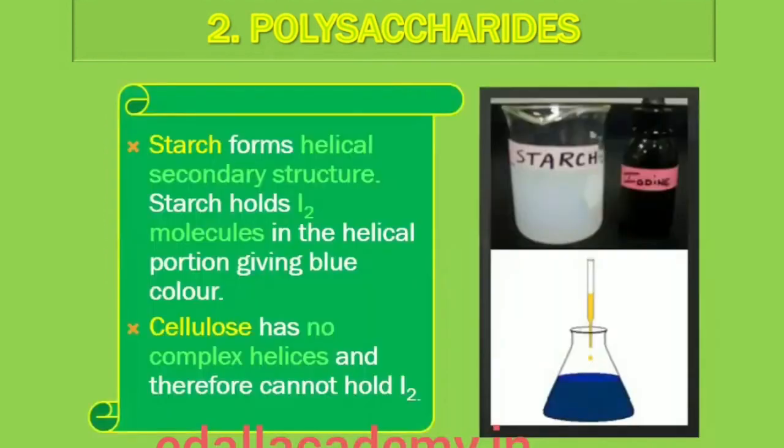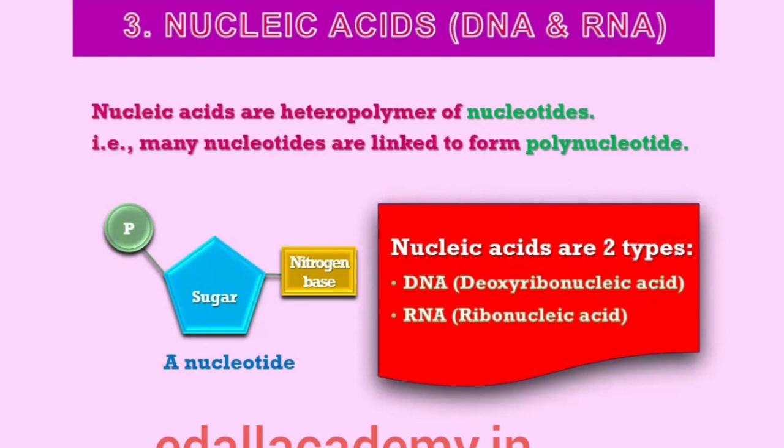Try to remember. Starch forms helical secondary structure. Starch holds iodine molecule in the helical portion giving blue color. But cellulose has no complex helix and therefore cannot hold iodine. It is followed by the important example which is given for macromolecule, nucleic acids. Nucleic acids are broadly divided into DNA and RNA. Nucleic acids are heteropolymers of nucleotides. Many nucleotides are linked to form polynucleotide chain.